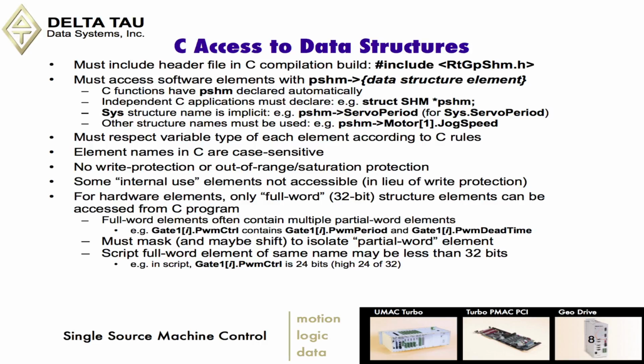So the script full word element of the same name may be less than 32 bits. For example, gate1 sub I .pwm control, it's only 24 bits. It's the high 24 bits of the 32 bits, so you need to make sure that if you use it in the C environment, that you isolate those high 24 bits and get rid of the low 8 bits. Otherwise, you could run into a lot of trouble, and you would have weird scaling if you didn't do that.